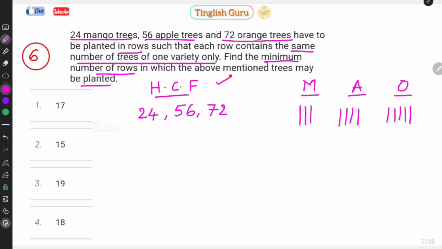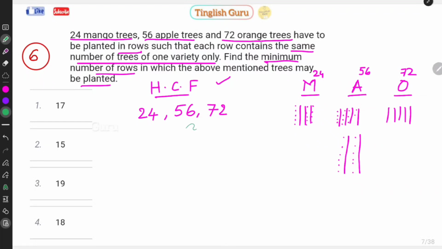This bit is related to the LCM and HCF topic, and here we have to find the HCF. Because let us say there are 24 mangoes, and they are given 56 apples and 72 oranges. So all these plants must be planted in rows like this, such that each row must have an equal number of trees of the same type. So you understood? So let us say this is a row. In this row there should be, for example, 6 trees. So again 1, 2, 3, 4, 5, 6. Like this they have to plant. So we have to find the HCF.